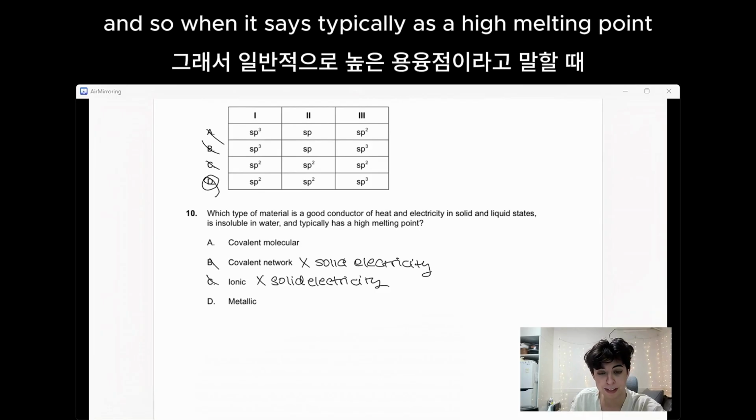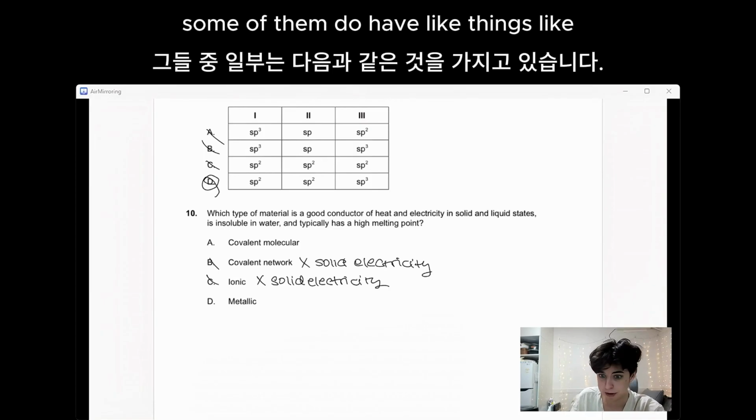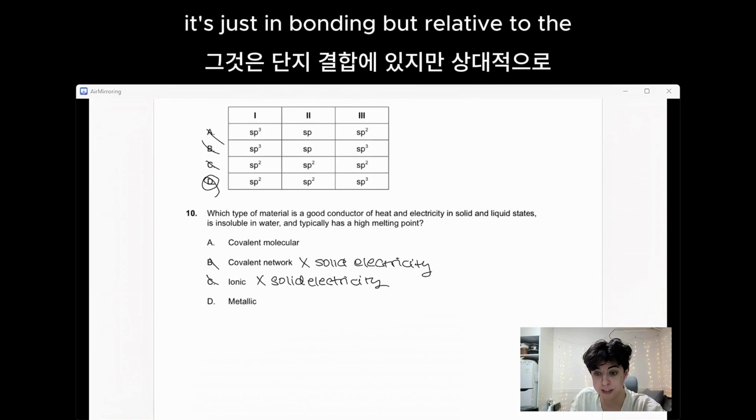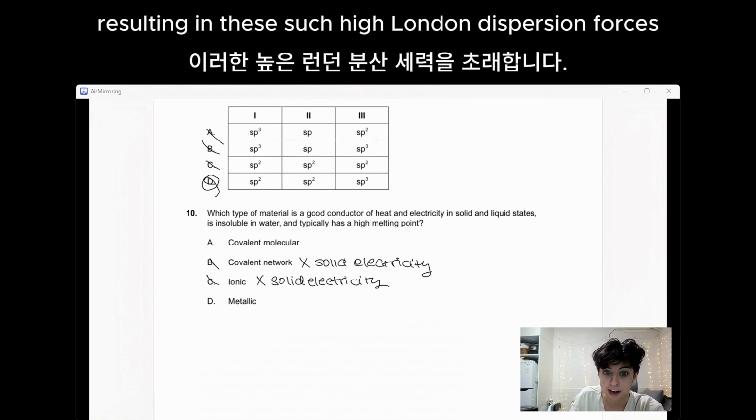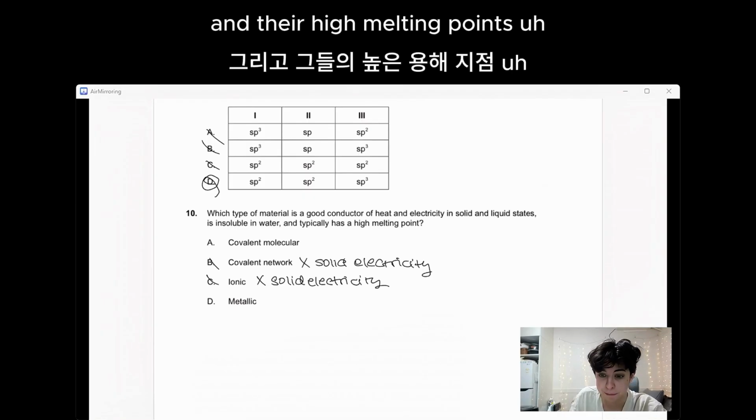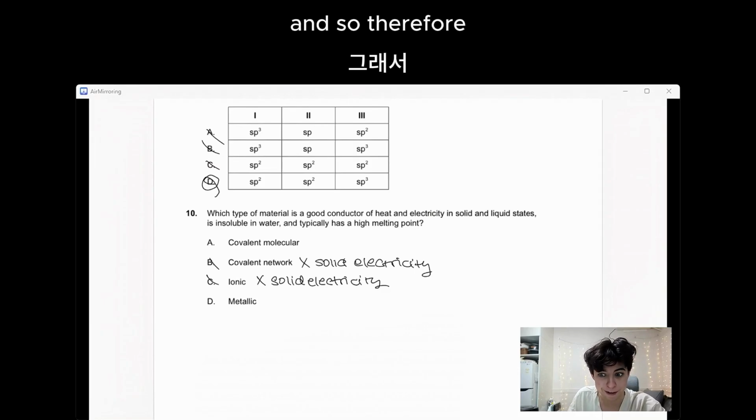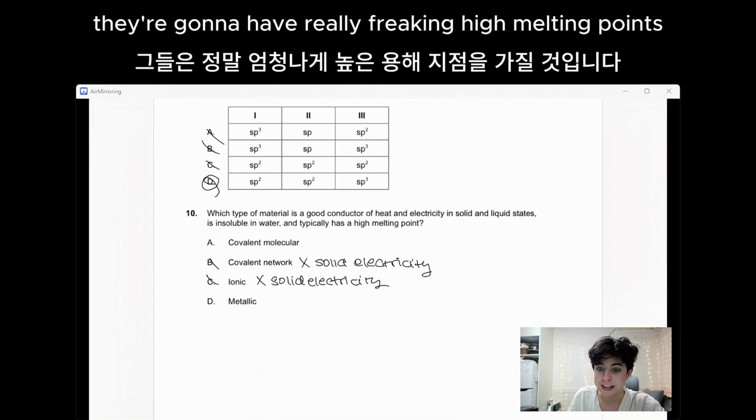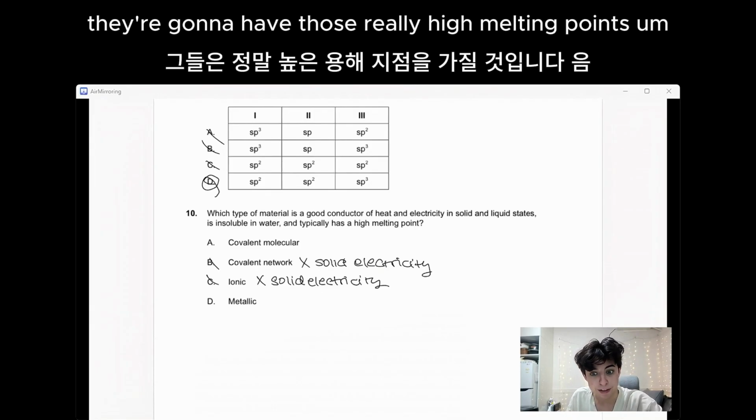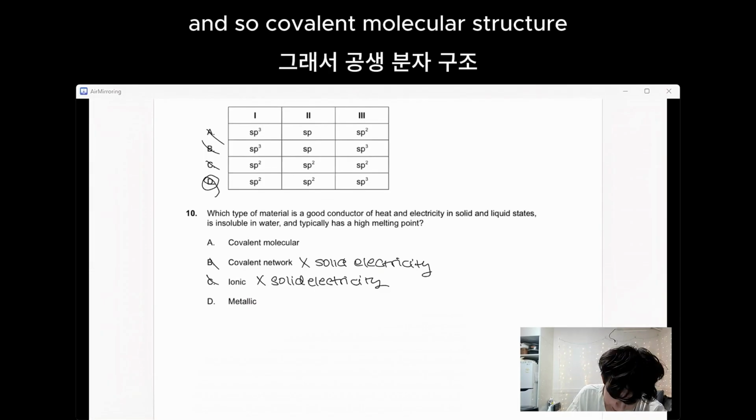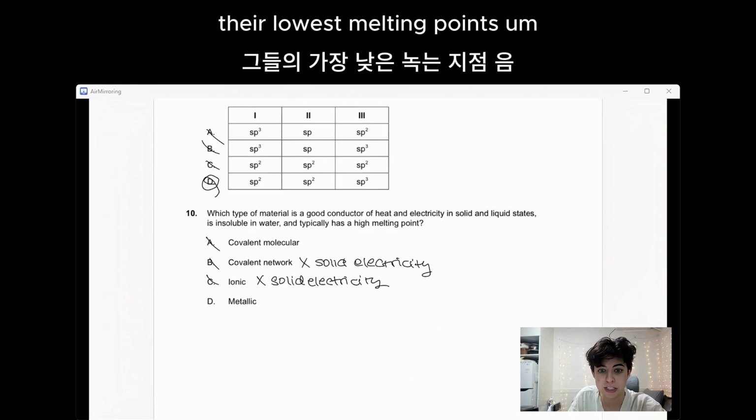Okay, and so when this says typically has a high melting point, out of these, covalent molecular, even though yes, some of them do have things like hydrogen bonding, relative to the giant molecular mass of the covalent network structures, resulting in such high London dispersion forces and their high melting points, these ionic structures have ionic bonding, and so therefore they're going to have really high melting points. And metallic bonding, same thing. They're going to have really high melting points. And so covalent molecular structures relatively have the lowest melting points.